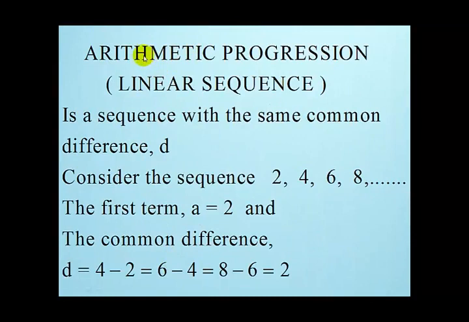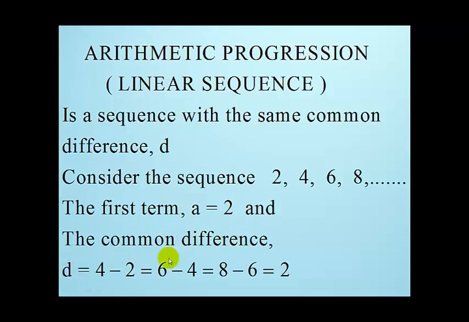Now, we first consider the arithmetic progression, that is the linear sequence. This is a sequence with the same common difference. Now, let's consider the sequence 2, 4, 6, and 8. The first term of the sequence is 2, and so the first term A is equal to 2. The first term is represented by the letter A, and the common difference is represented by the letter D.